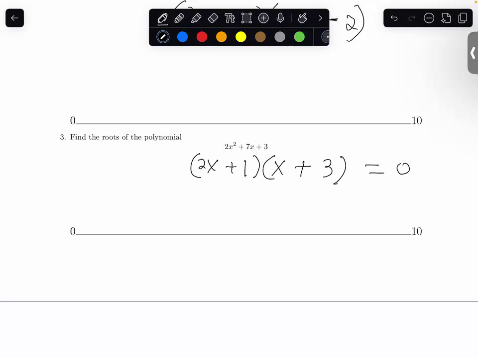In terms of the factoring, to get the actual roots, we set each one of these equal to 0. So 2x plus 1 is equal to 0. So x is going to be negative a half, versus x plus 3 is equal to 0, which amounts to x being negative 3.